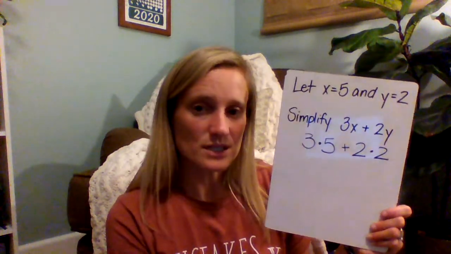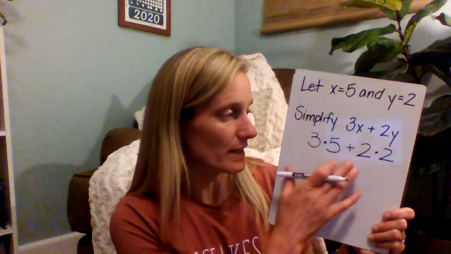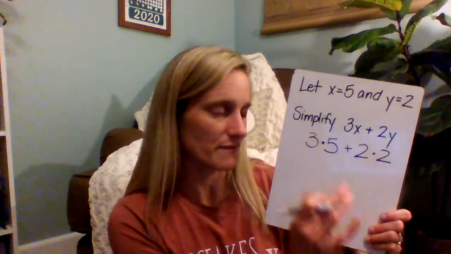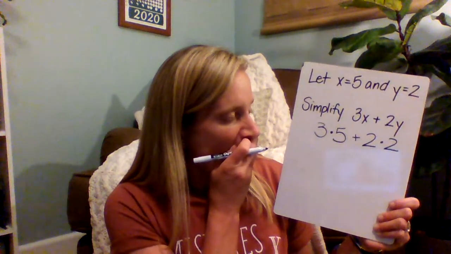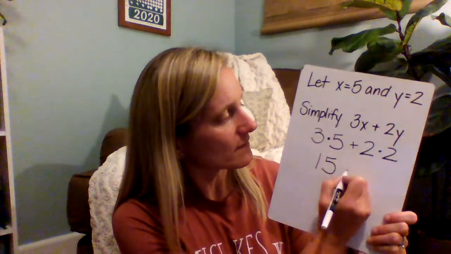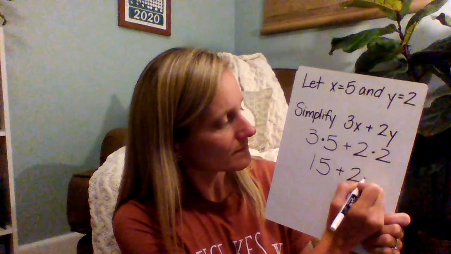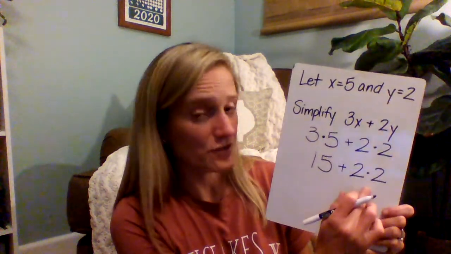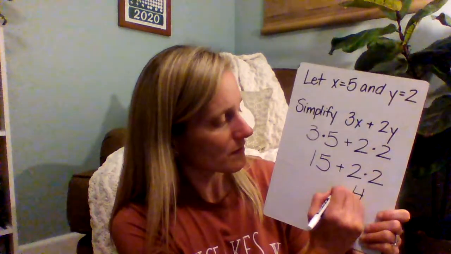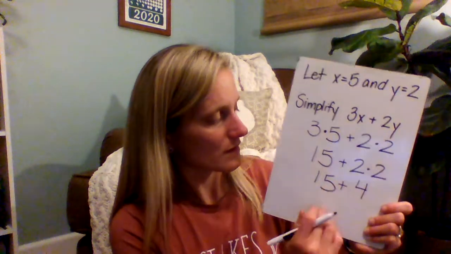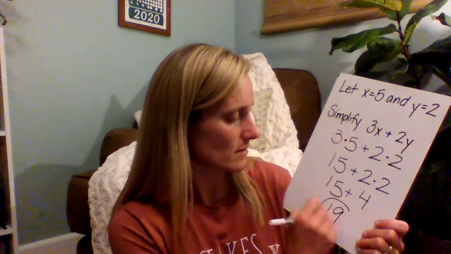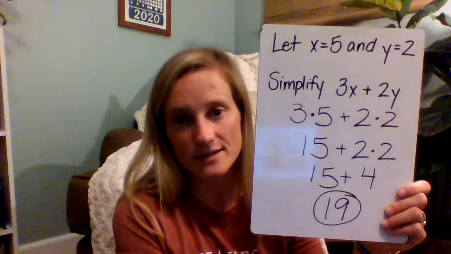Now the order of operations tells me that I have to multiply before I can add. So I'm going to do my multiplication as I come to each problem from left to right. So 3 times 5 is 15. I have to do this multiplication before I can do this addition. 2 times 2 is 4. Now I can add them together, and 15 plus 4 is 19. So 19 would be my answer.